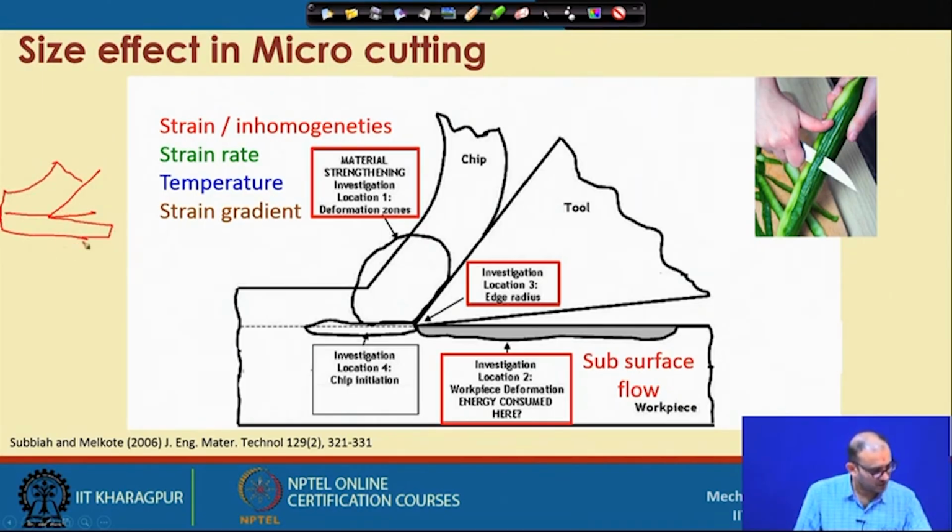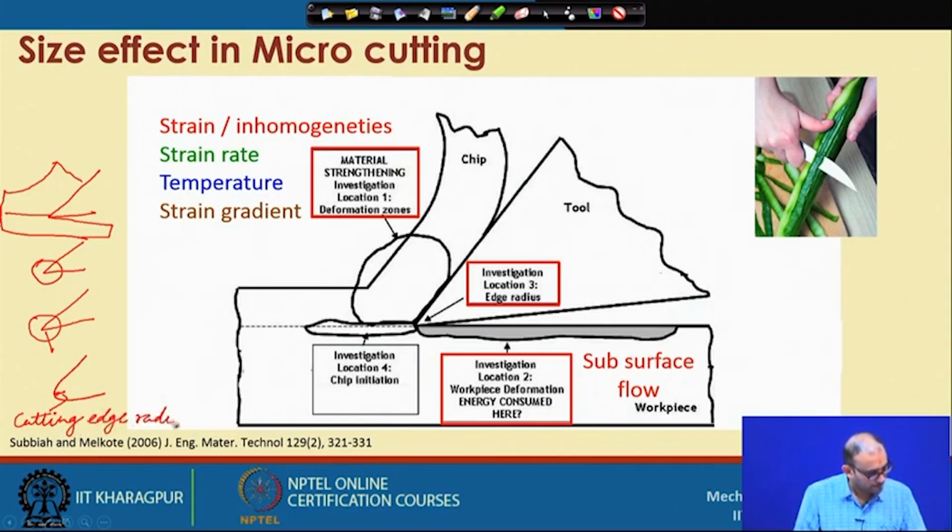So, we always tend to draw the tool something like this, but if you magnify this particular area, nothing is sharp; perfectly sharp is not possible to make. If you magnify this area, you will find that there is always a radius. So, this is called the cutting edge radius.